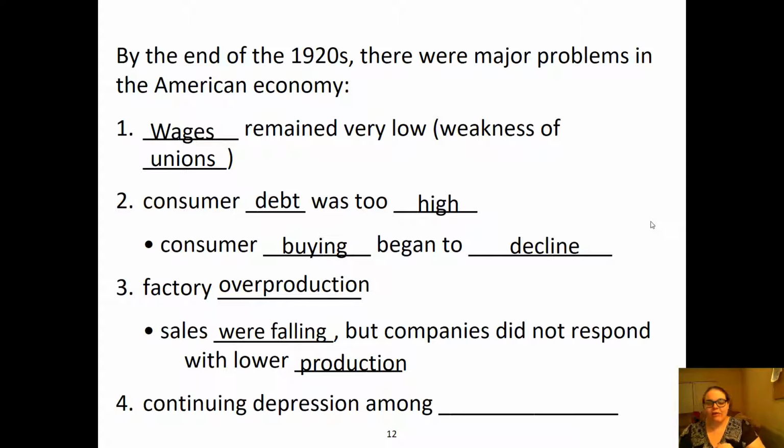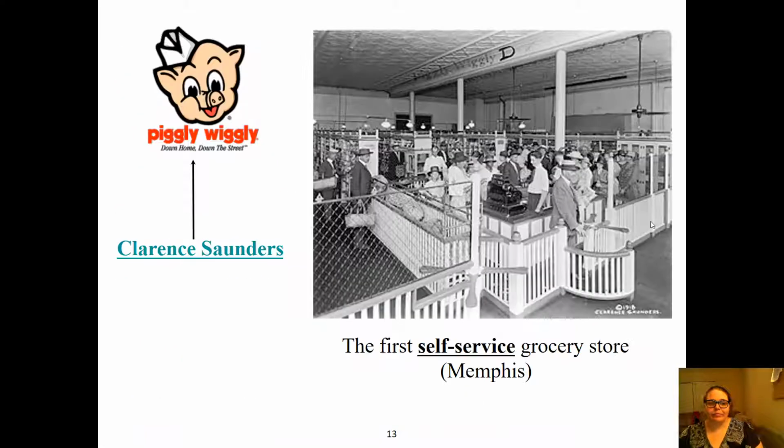On top of that, you have a continuing depression among the farmers. Now, this is not just the farmers where the Dust Bowl is. This is the farmers all across the country. They're going to have a huge depression all through the 20s because they were overproducing. They were producing at World War I levels, and we weren't buying as much food as we were before.